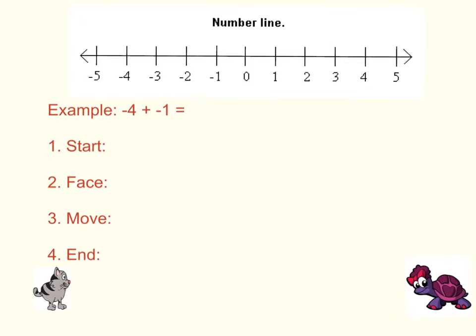So let's look at another number line. This time our example is -4 plus -1. Let's talk about how to walk the number line. First step, start. We're going to start on the first number, which is -4. So we're going to start right here on -4. Now we need to decide which way we're going to face. Remember, addition, face right. Subtraction, face left. Since this is addition, we're going to face to the right.